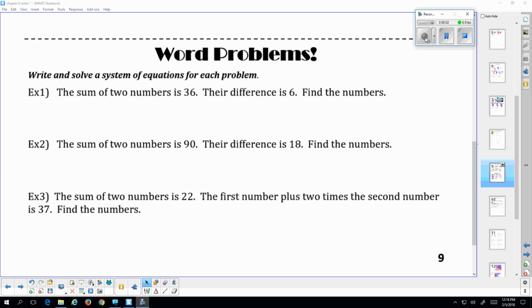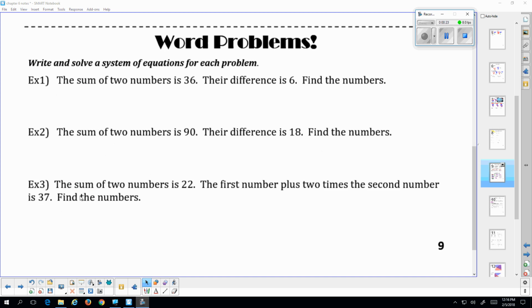All right, word problems. So up to this point, you've been given a system of equations and you just had to solve them and you're good to go. Well, now you're not even going to be given the system. You have to write the problem out based on the word problem and then solve it. So some of these are going to be pretty straightforward. Like these three examples, they aren't too difficult.